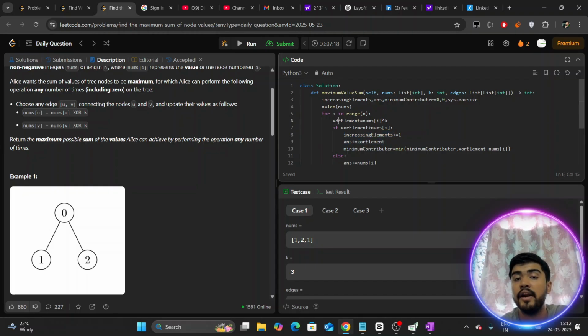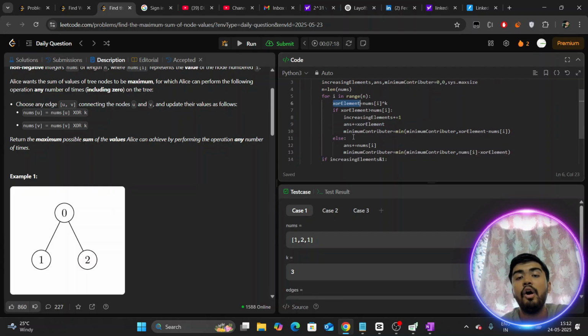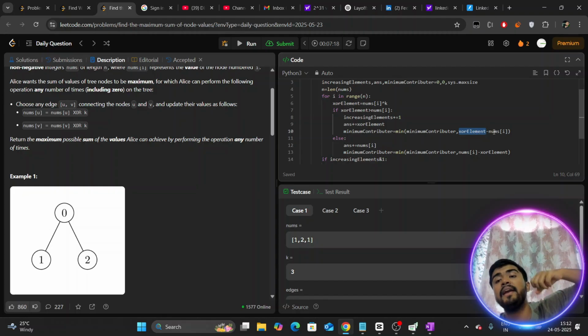So its XOR version is stored in xor elements, and also we calculate our minimum contributor here. Is it the minimum contributor? Okay, let me check. Its contribution is nothing but xor elements minus nums of i, because xor elements is the higher version of it minus its original version. So this way I am able to check what contribution it is making, and I am minimizing it with my already stored minimum contributor.